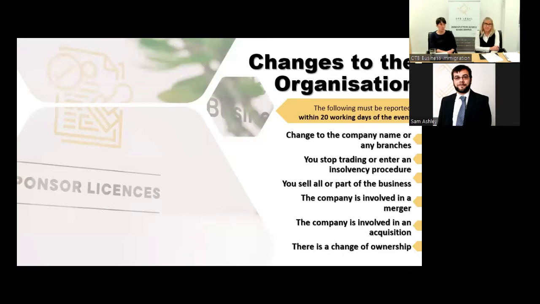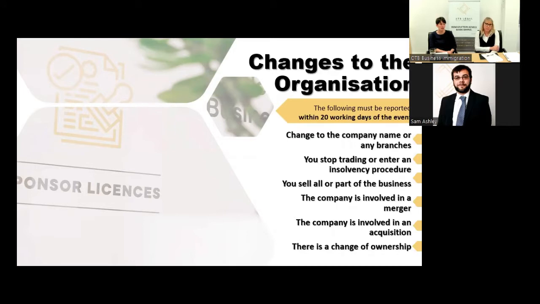You don't need to be worried about it. But some businesses might have, for example, a parent company with a number of subsidiaries underneath. In that scenario, the parent company can obtain a license and add the subsidiaries as branches on the license. That's helpful because it allows the parent company to sponsor workers on behalf of each of their branches without each of those individual subsidiaries having to obtain their own license.